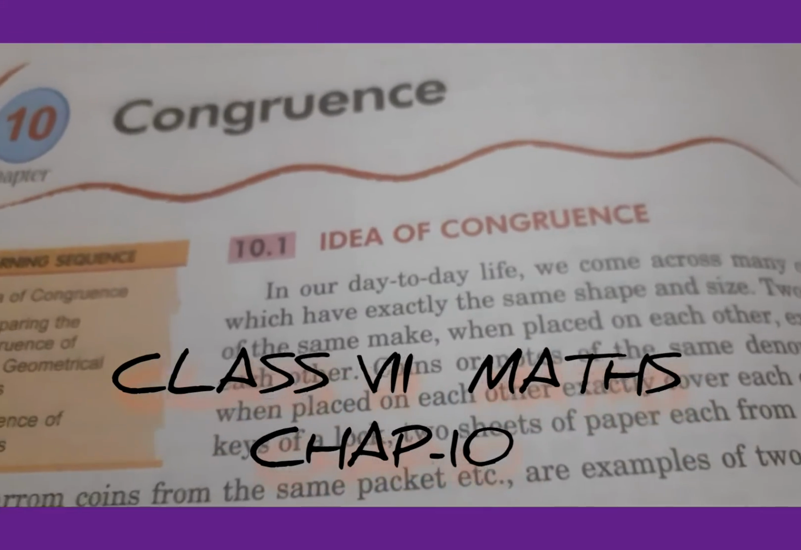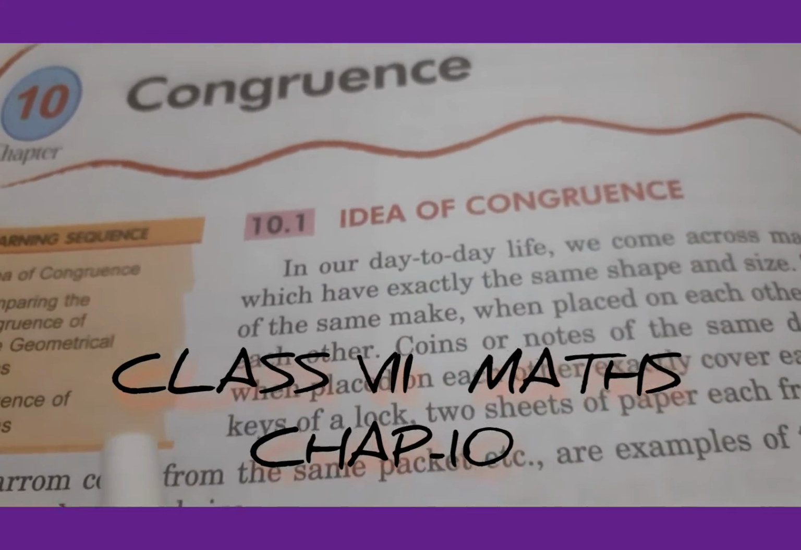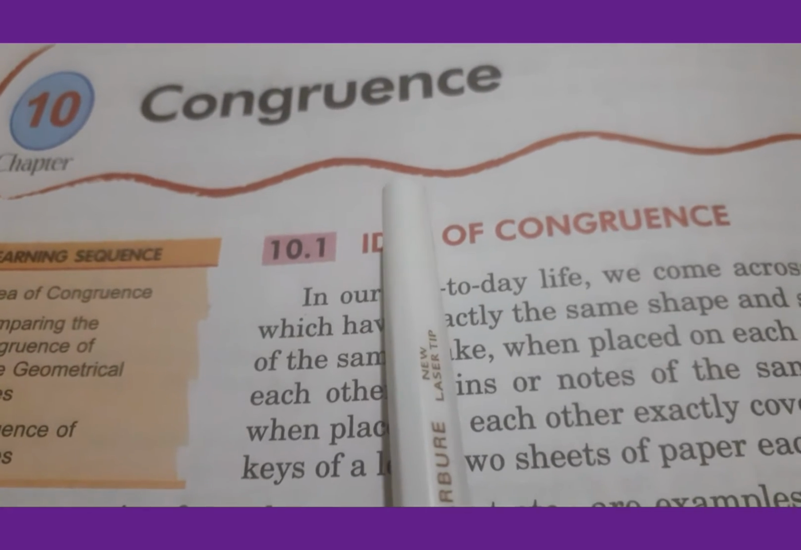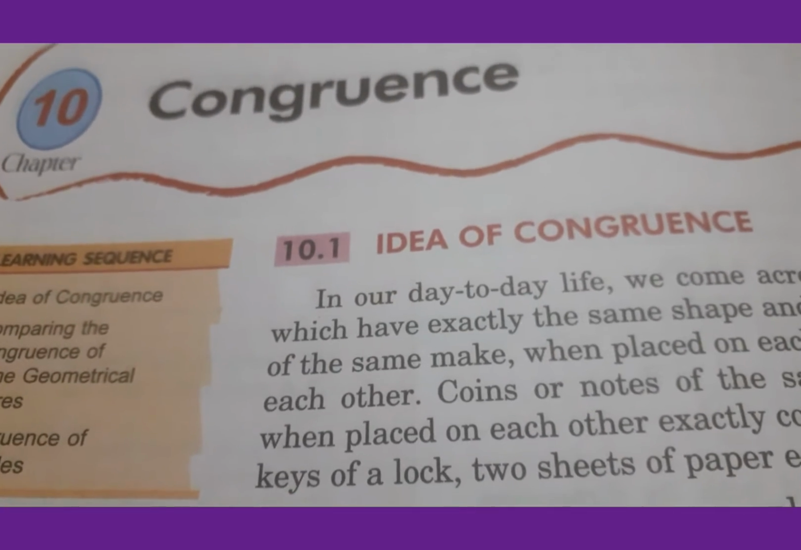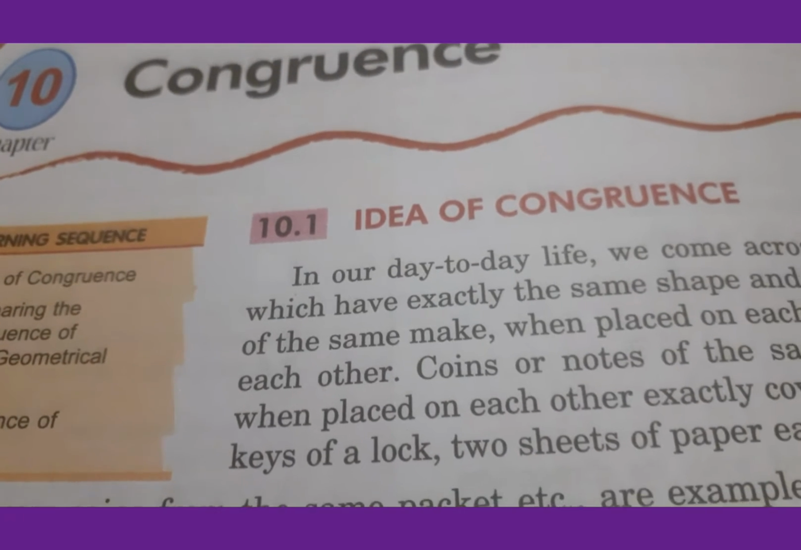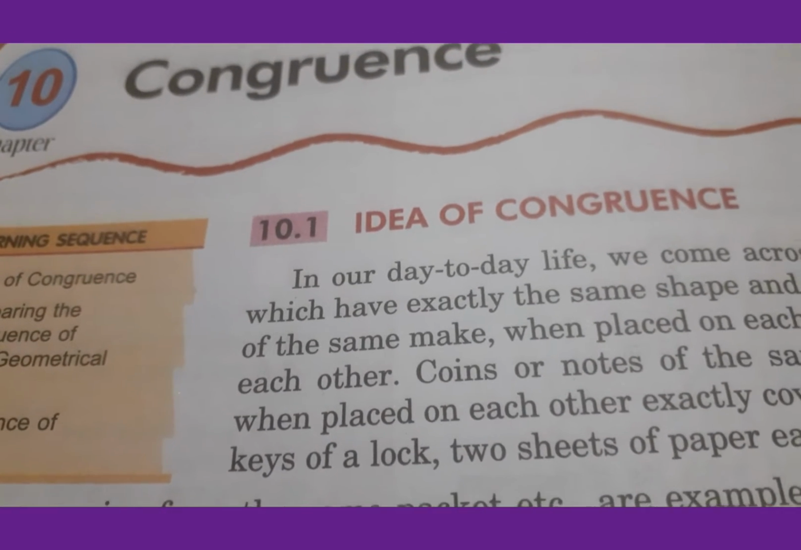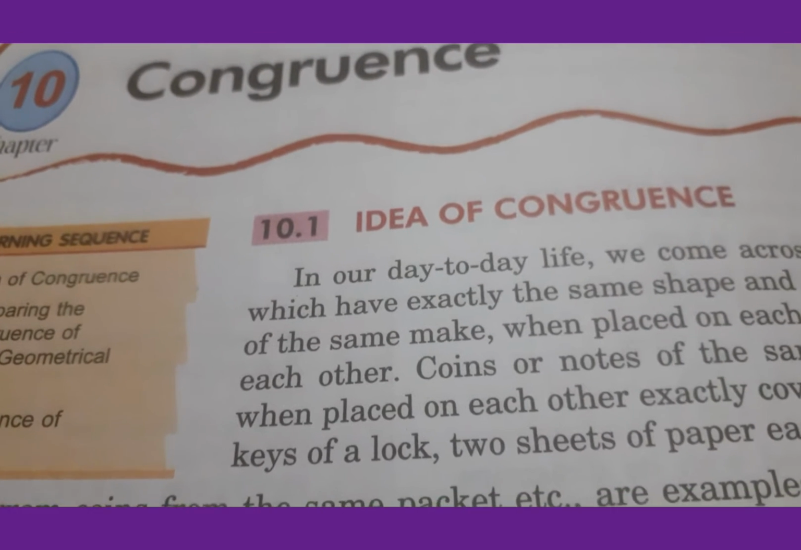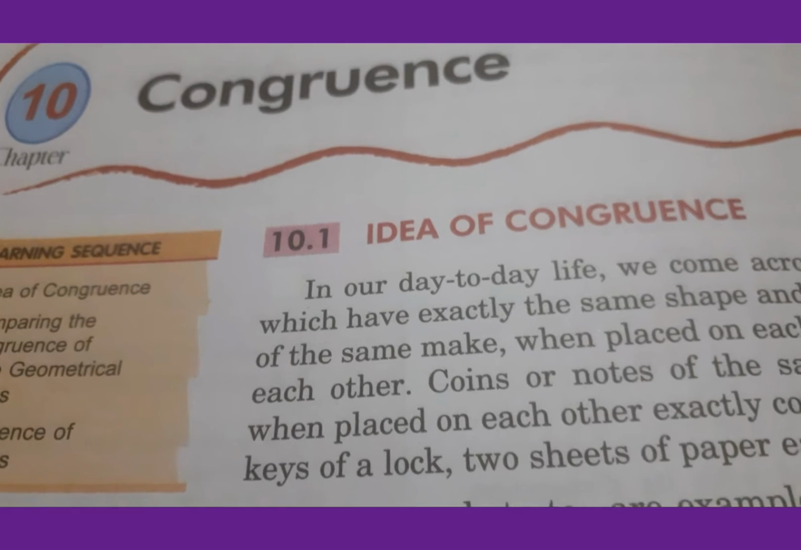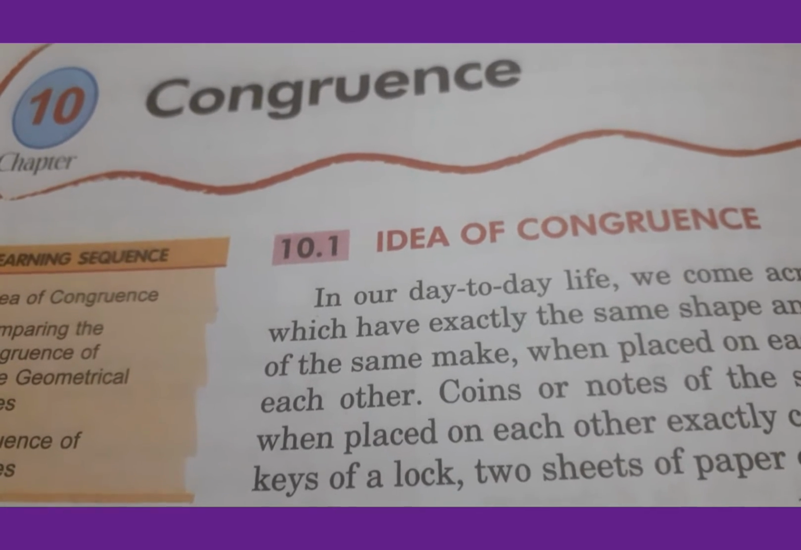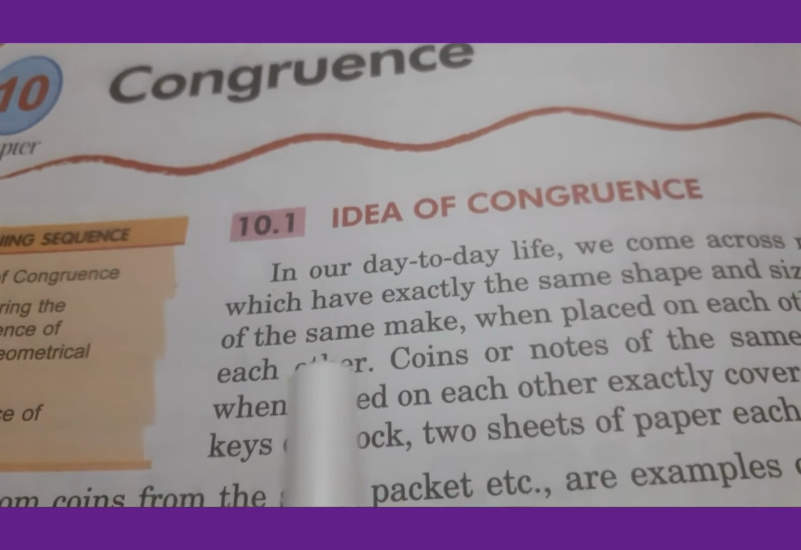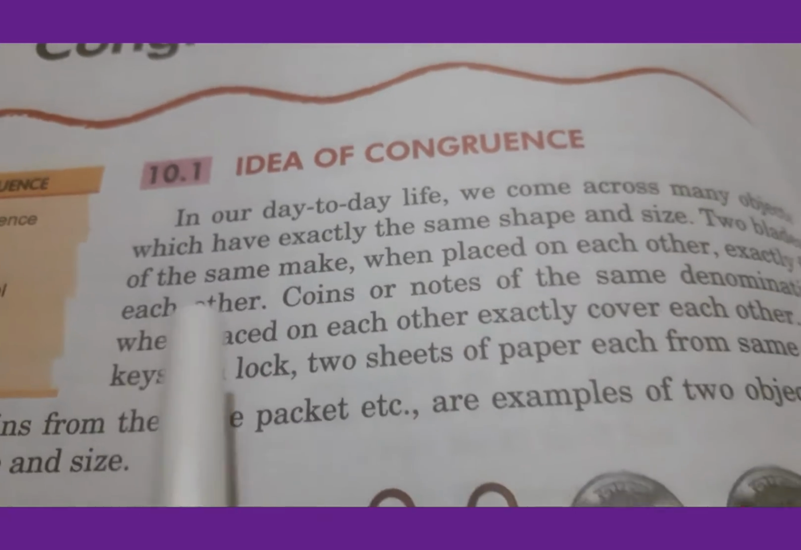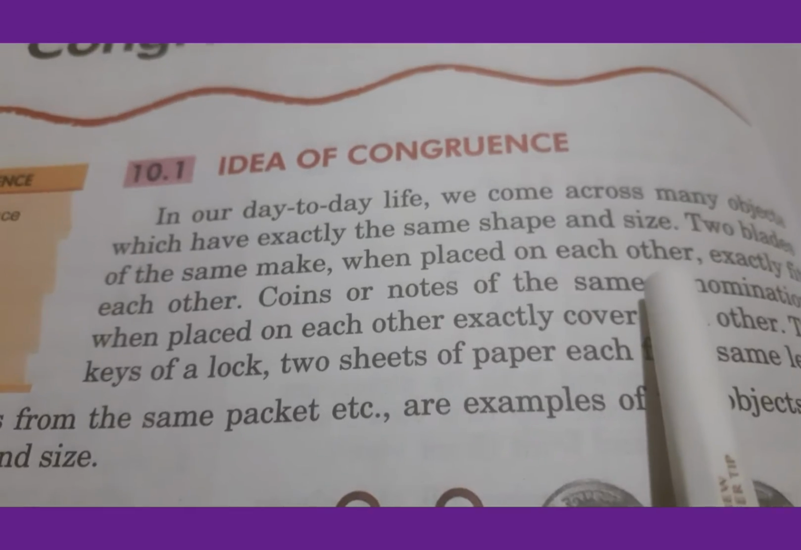Hello students. In maths, today I am going to explain chapter 10, congruence. So first, let us know what congruence is. Congruence is nothing but if two objects are identical, then both the objects are congruent to each other. So in our daily life, we come across many objects which have exactly the same shape and size.